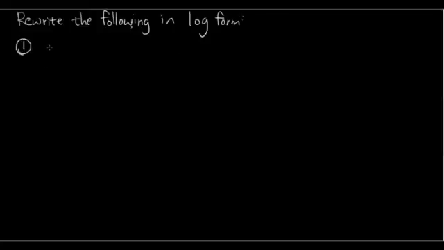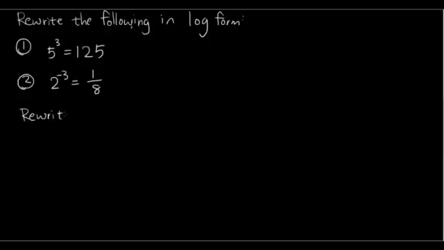So let's do 5 to the power of 3 equals 125. 2 to the power of negative 3 equals 1 over 8. Okay, and rewrite the following in index form.